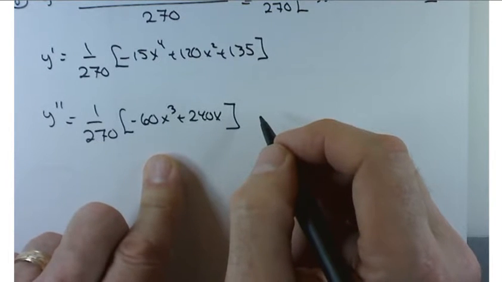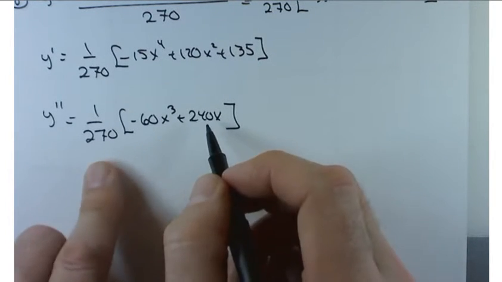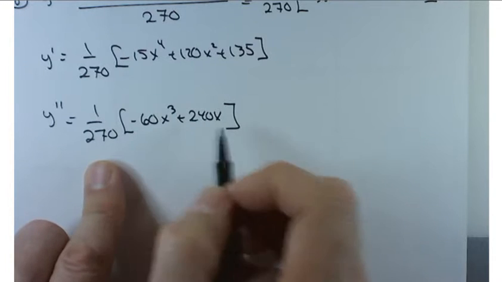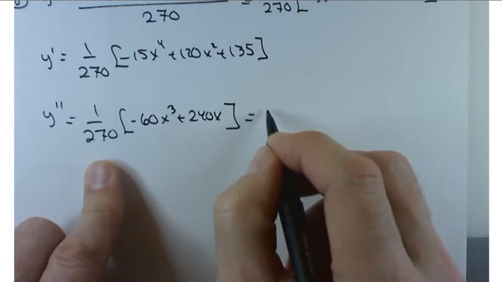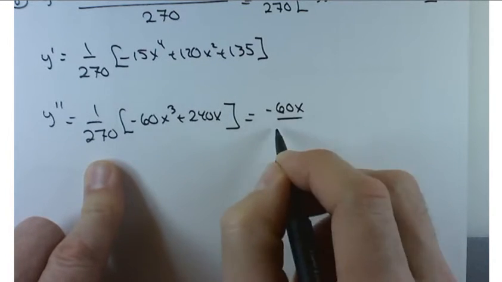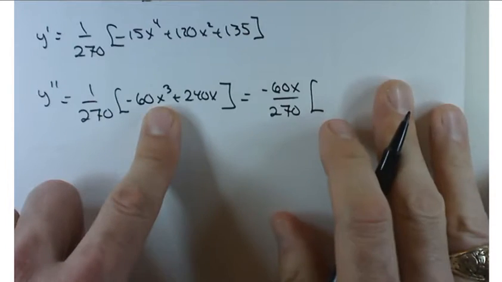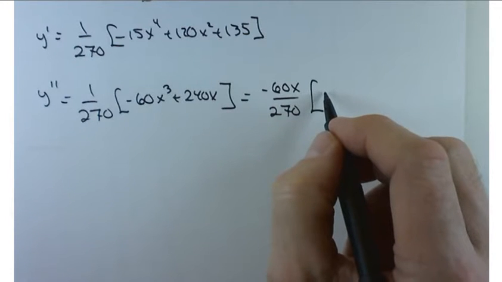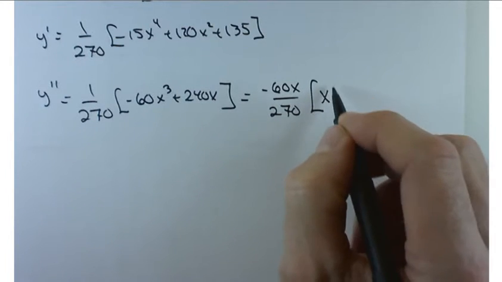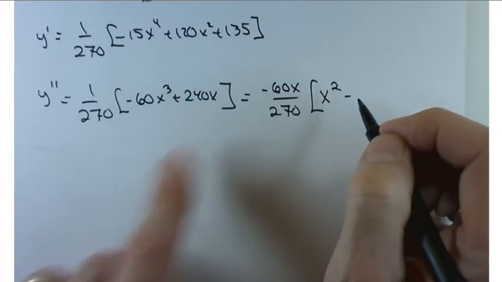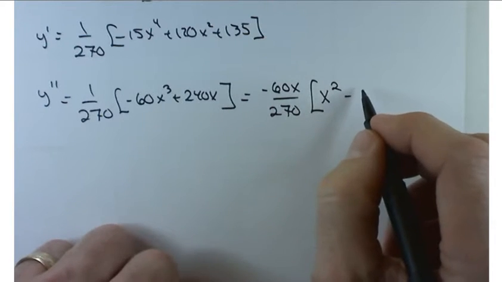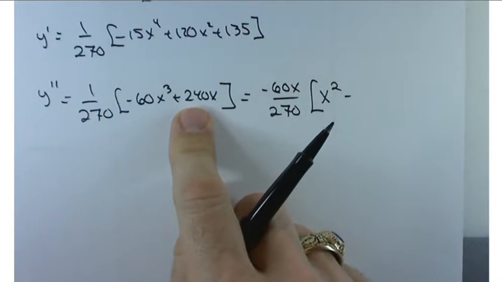I would suggest that we factor out, say, a negative 60x. So negative 60x over 270. If I factor out a negative 60x, what am I leaving behind? X squared. Well, 240 divided by 60 would be 4.